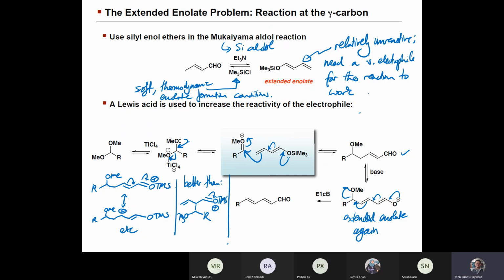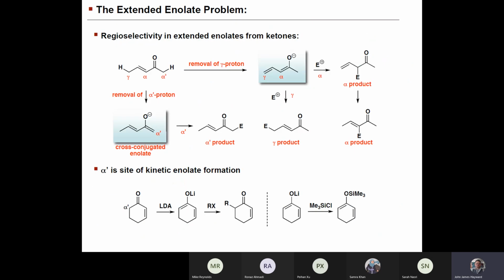Let's go for something a little bit more complicated. With the aldehyde, there was really only one place to deprotonate, here. But what if we were looking at a ketone? Well, now we could deprotonate at the gamma position, but we could also deprotonate at the alpha prime position. Okay, so now we've got multiple things that we need to think about. Do we deprotonate gamma to generate the extended enolate, or do we deprotonate at the alpha prime position to get the cross-conjugated enolate, which obviously reacts just like a normal enolate?